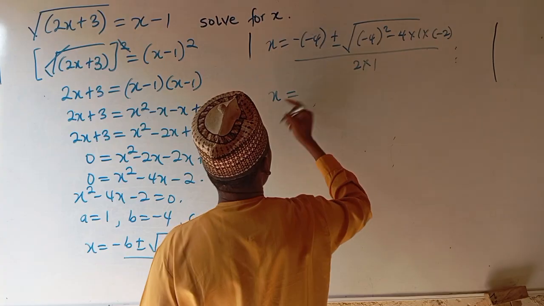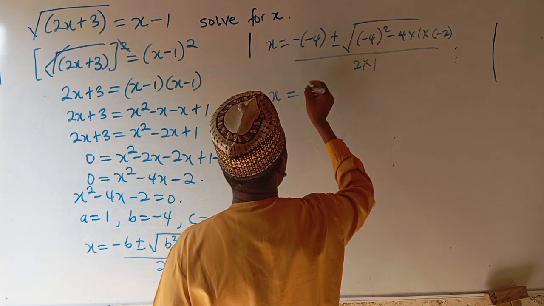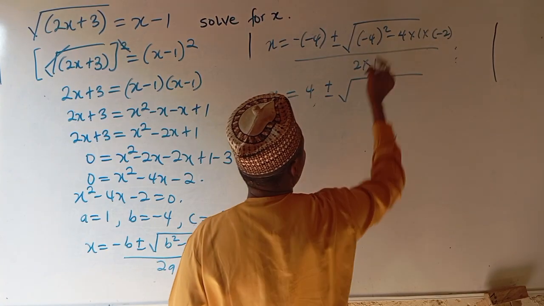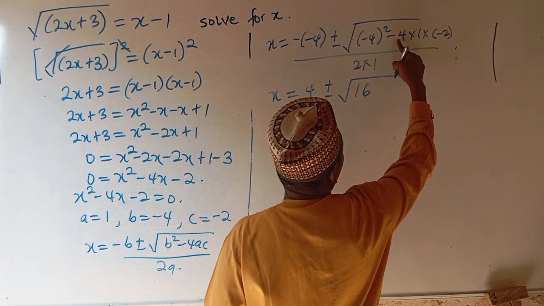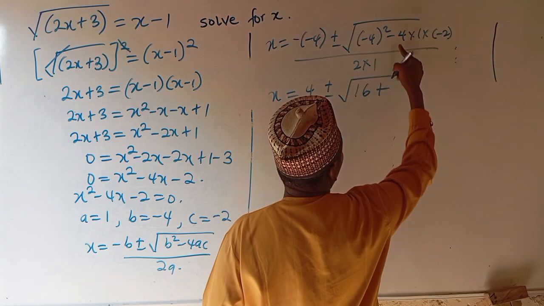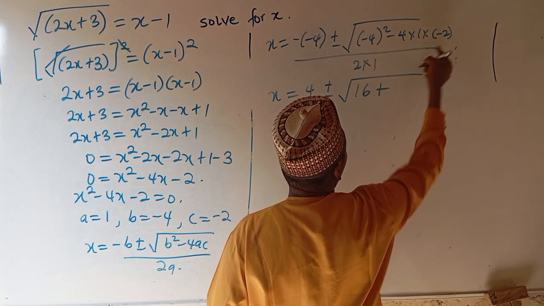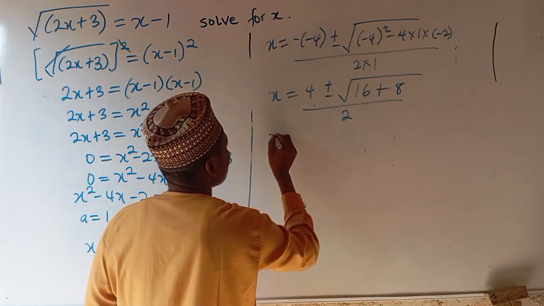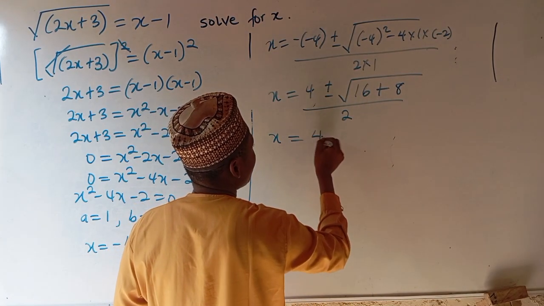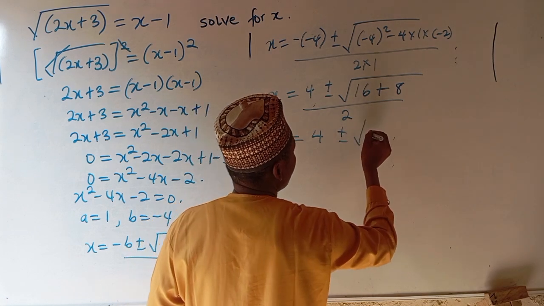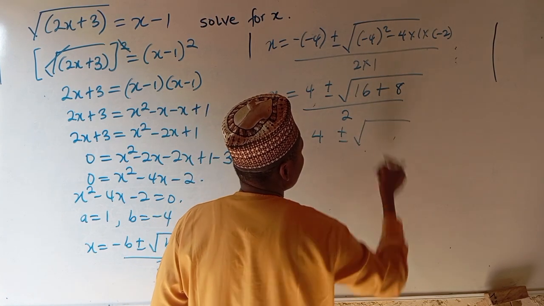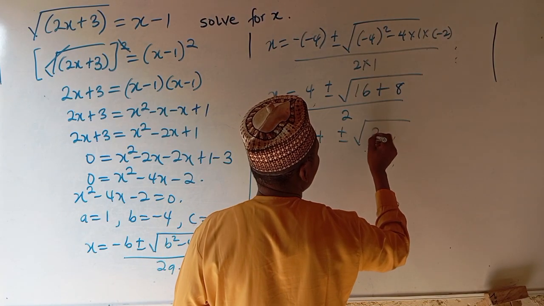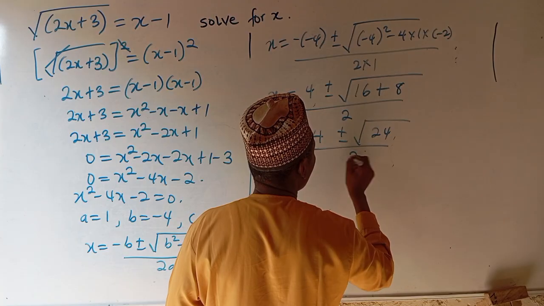And x is now going to be minus times minus is plus 4, plus or minus the square root of minus 4 squared is 16, then minus times minus is going to be plus. 4 multiplied by 1 is 4, and 4 multiplied by 2 is 8, then all over 2 multiplied by 1, which is 2. And x is now going to equal 4 plus or minus the square root of 16 plus 8, which is 24, all over 2.